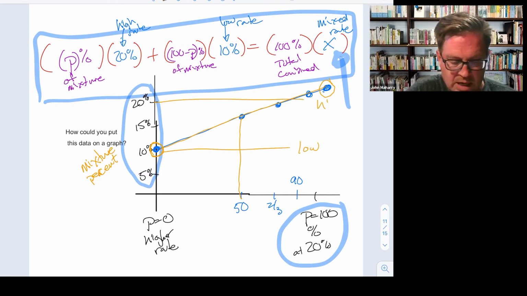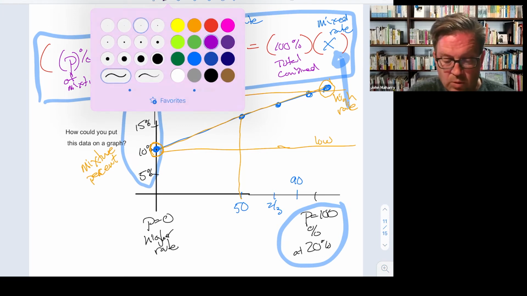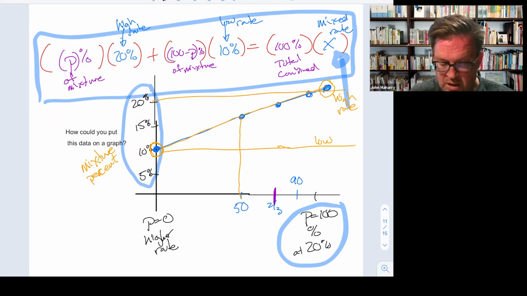Or let me make that, actually go across to the high. The low value and the high value, the high rate. And so in our case where 2/3 of the students were at the high rate, then our average is going to be 2/3 of the way from 10 to 20, which is up to 16.7. At 90%, our average is going to be 90% of the way up here.